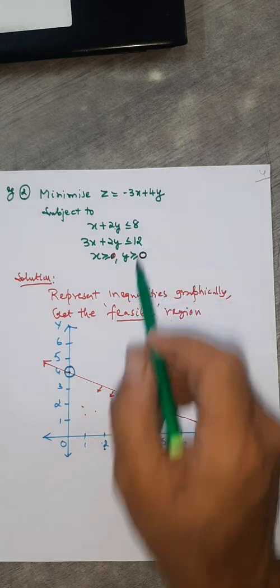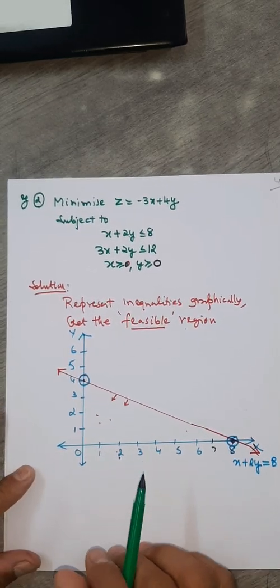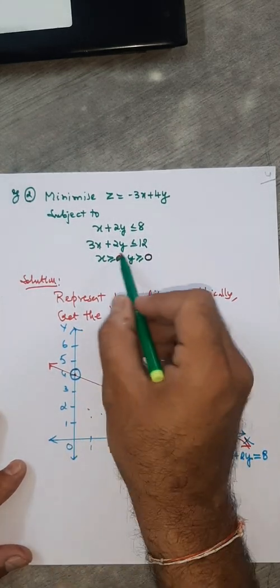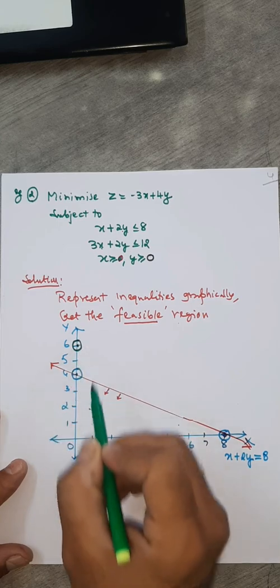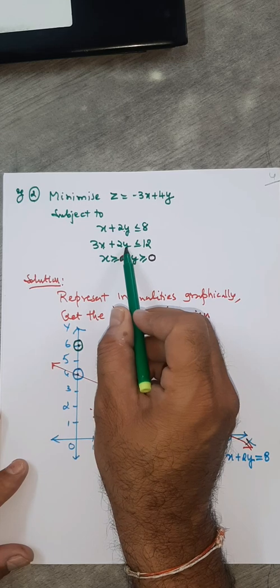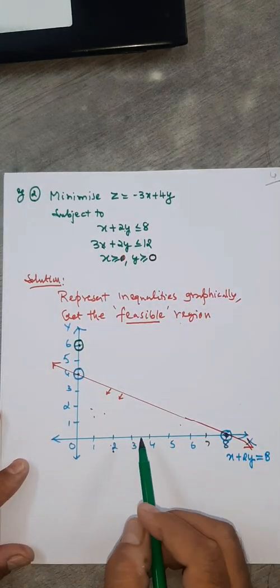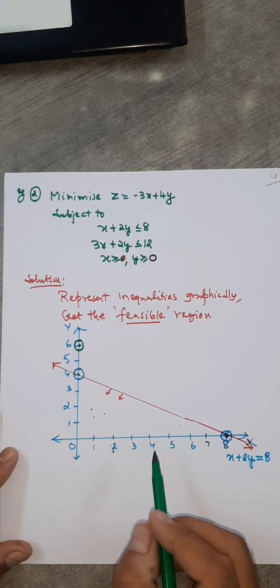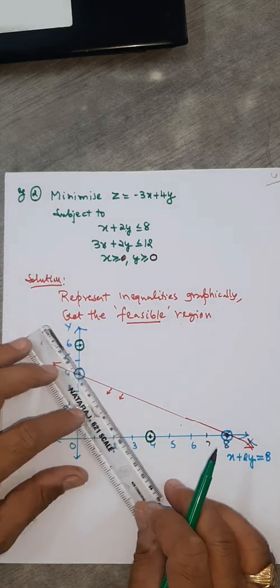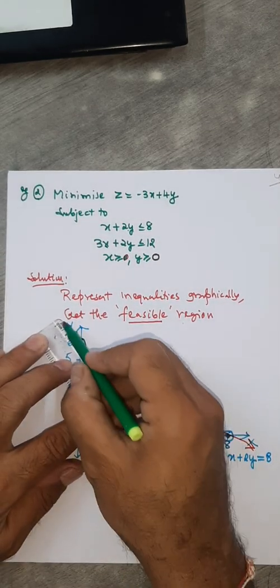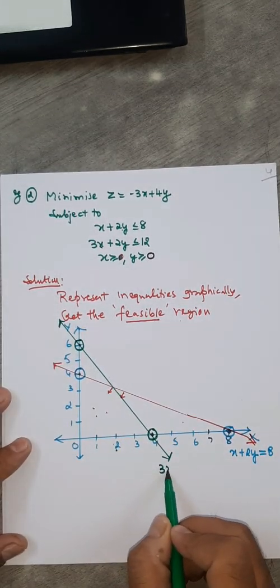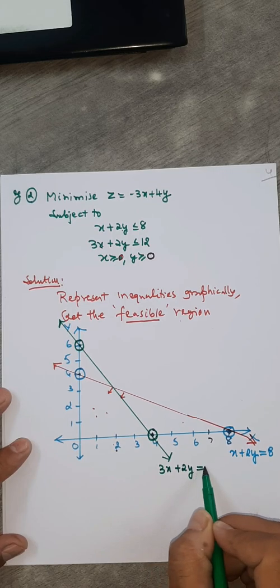Now we go to the second one. There, let's put x equals 0. So what is y? 2y equals 12, so y is 6. This point: 0, 6. Let's put y equals 0. Then 3x equals 12, so x equals 12 by 3, which is 4. So 4, 0, this point. So this will be the line here. This is the line, that is 3x plus 2y equals 12.